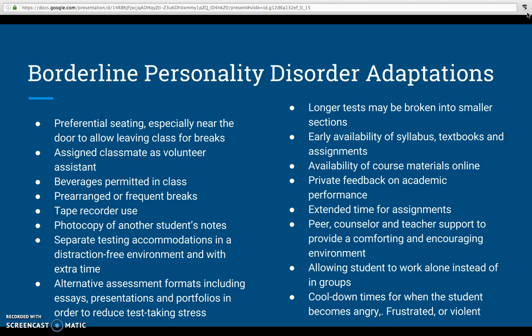For these adaptations for students, you want to make sure that you give preferential seating, especially near the door, to allow for breaks. You want to assign a classmate as a volunteer, possibly to help with assistance, and allow them to have water in the classroom, some type of beverage like that. Tape recorder use, so you can have them listen to their notes over and over again. Allow extended testing periods, shorten work. Give them early access to a syllabus or textbook or assignments.